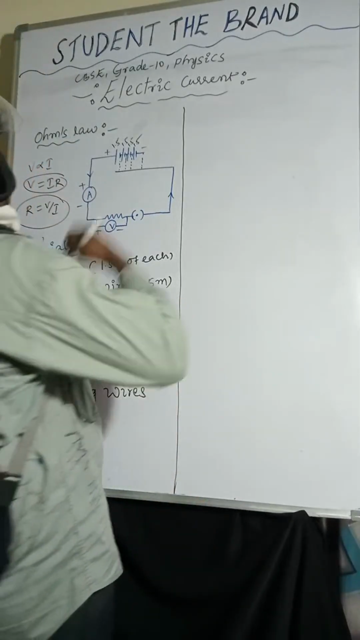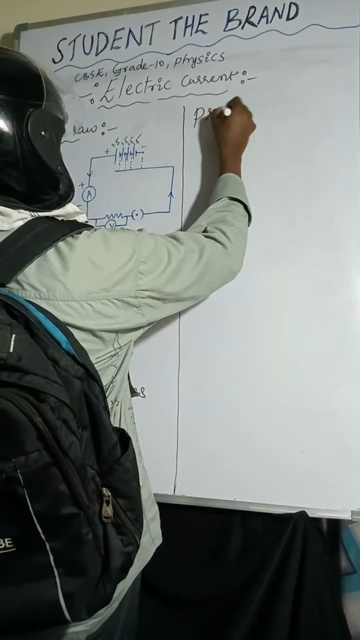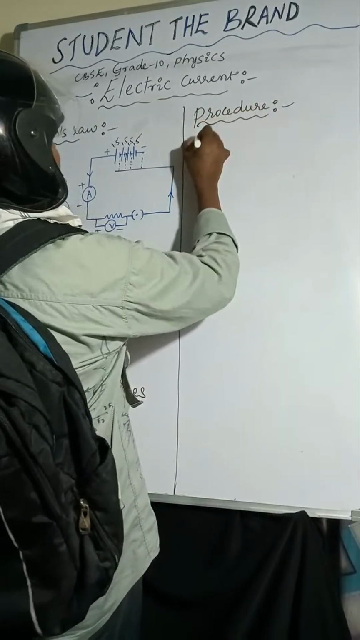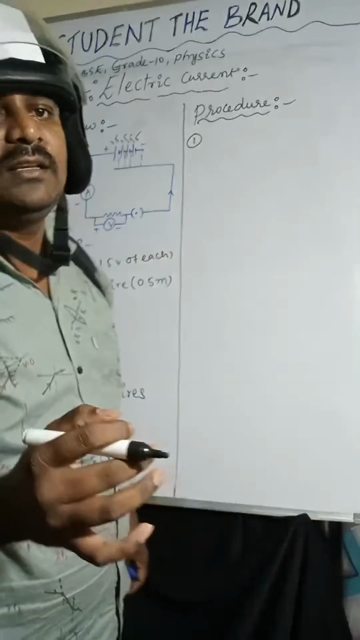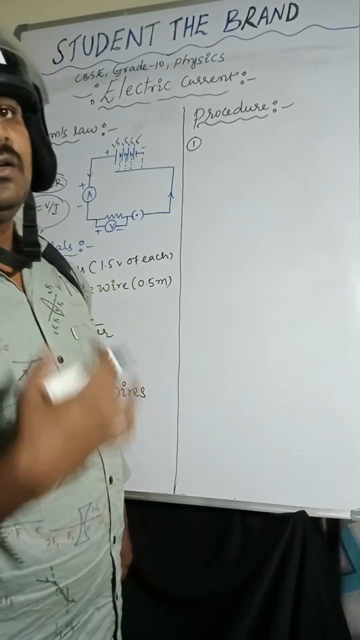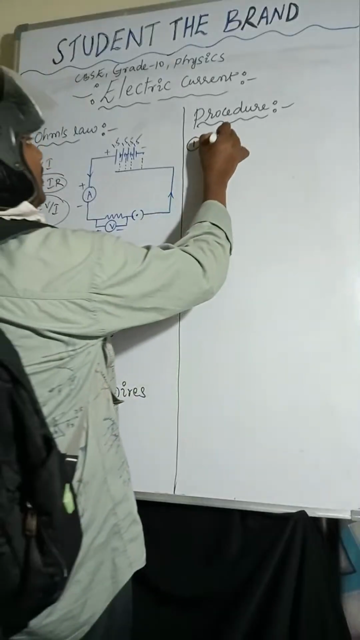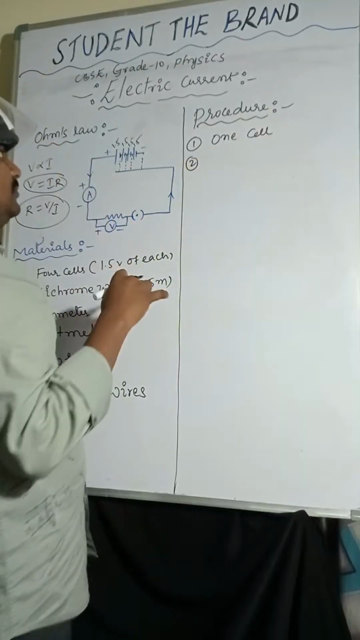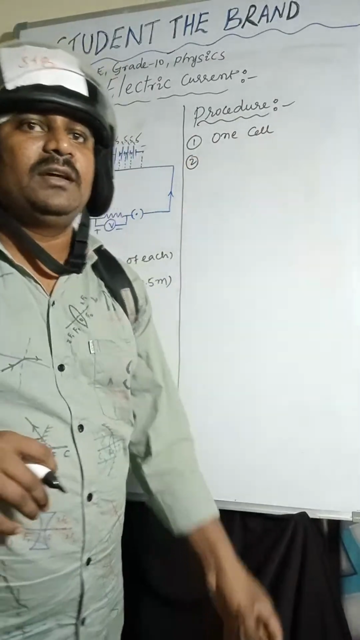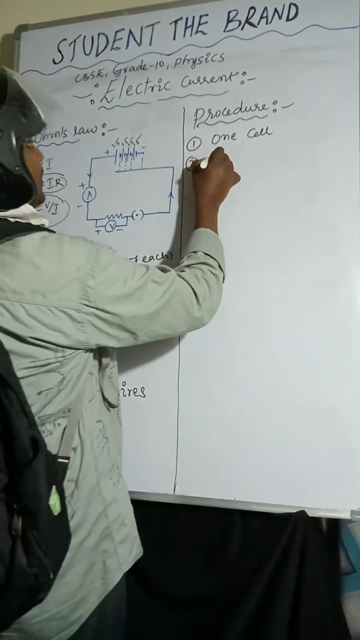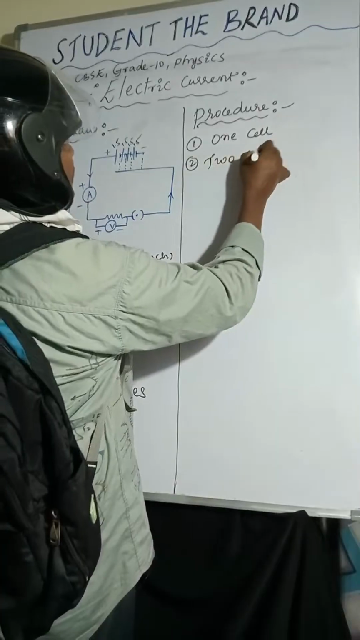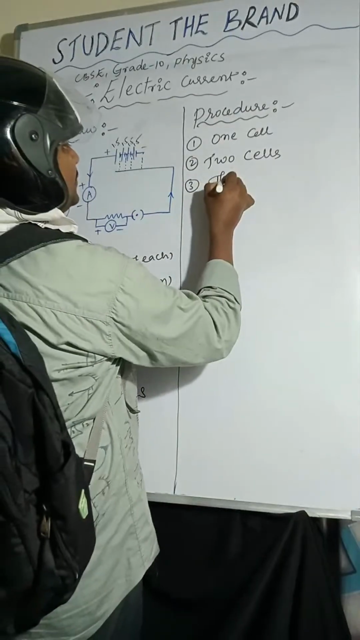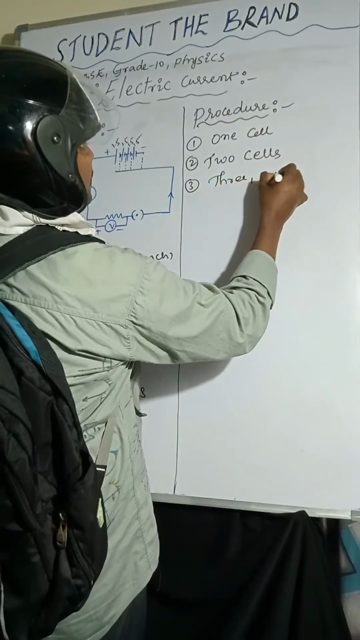Procedure. First you have to connect one cell and note down the reading of ammeter and voltmeter. Connect two cells and note down the reading of ammeter and voltmeter. Repeat the process for 3 and 4.